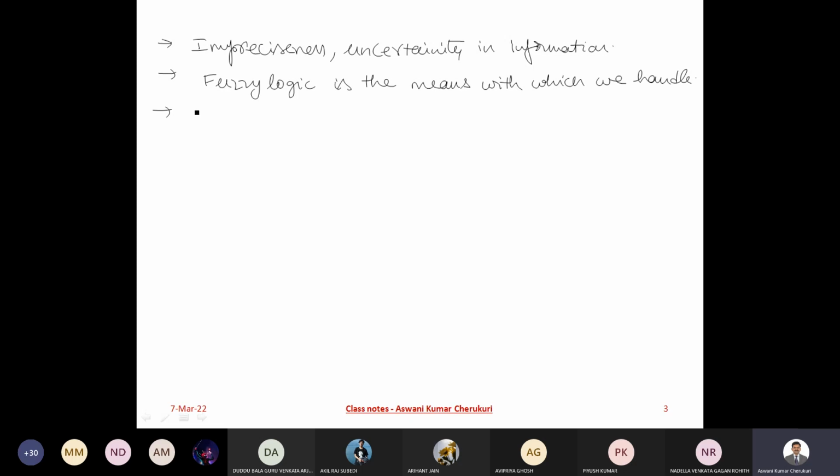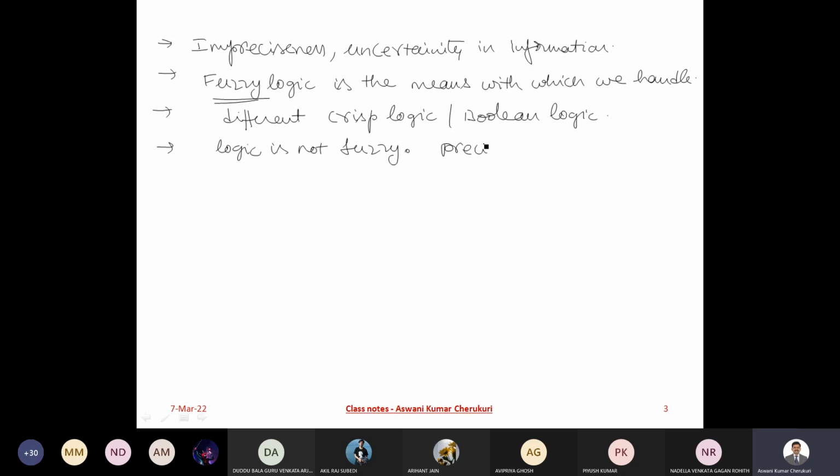The point is, when you say fuzzy logic, it is different from conventional crisp logic. What is crisp logic? Your Boolean logic. And when you say that the logic is fuzzy logic, it doesn't mean that logic is fuzzy. Remember one thing: logic is not fuzzy. It is basically a precise logic of imprecision, approximate reasoning.